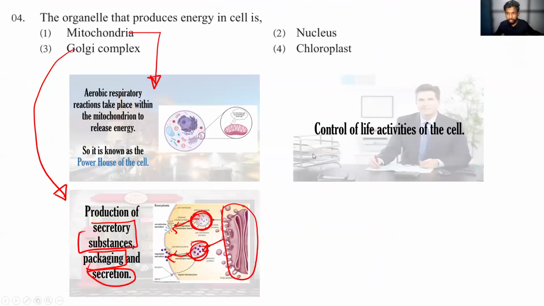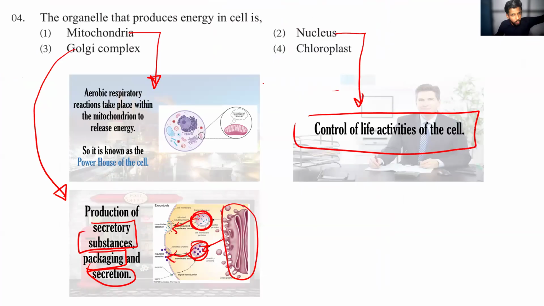Okay, and the next one, the nucleus: controlling the cellular activity. So controlling all the activity of the cell. It is the one responsible for control. The school is controlled by the principal. Your house is controlled by the father or the mother. Same like that here. All the activities are controlled by the nucleus.